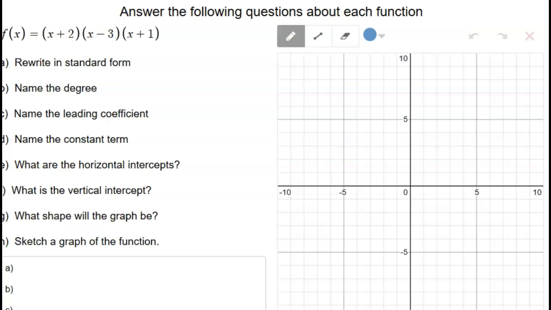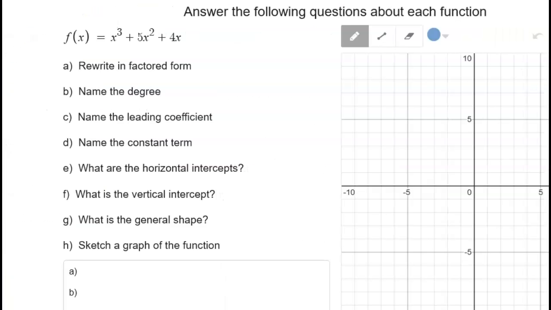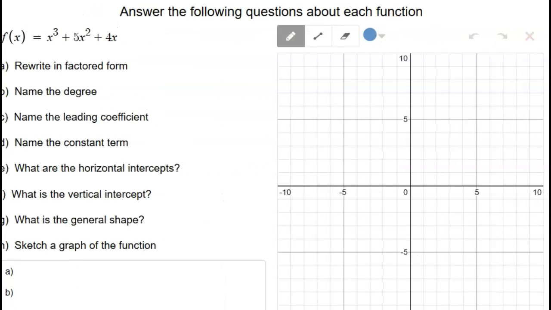All right, for the next one, okay? This time it's in standard form. We are going to rewrite it in factored form. So remember, anytime that we're factoring, the very first thing we want to look at is GCF every single time. So if we look at the numbers first, you have a 1, a 5, and a 4. So we don't have any numbers, but if you look, you have an X, and an X. So that means our GCF is going to be X.